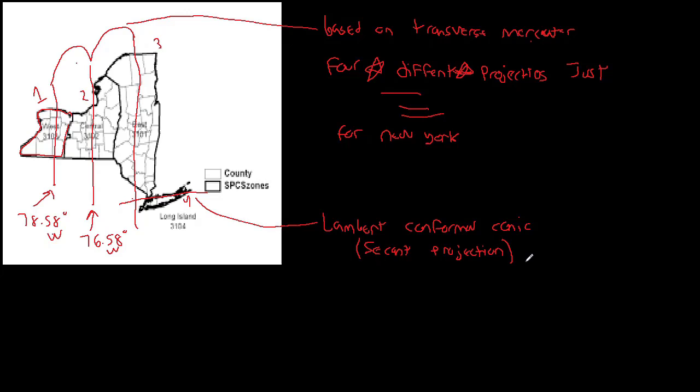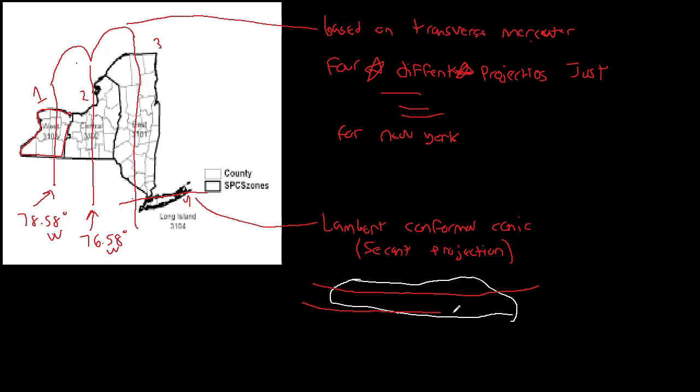And so what does that mean? What that means is, if I butcher Long Island, Long Island looks something like this. What happens is we have 2 places where the developable surface touches the reference globe. We have 2 standard lines, and this is the secant case.